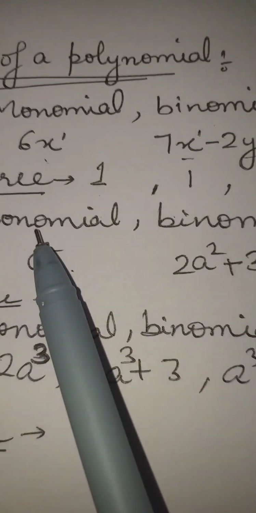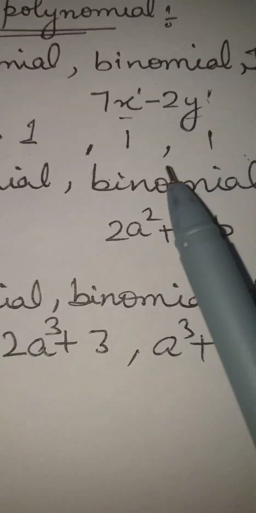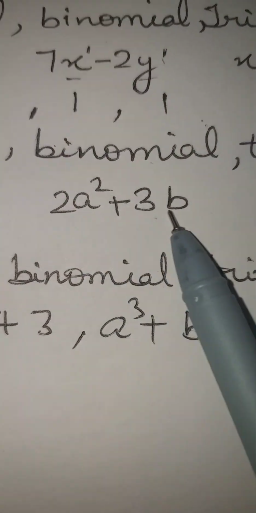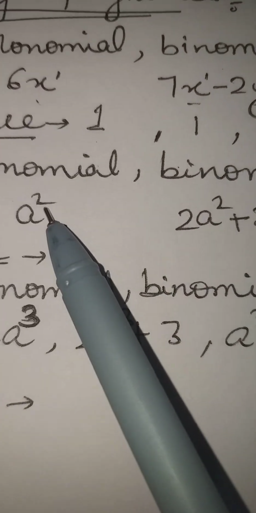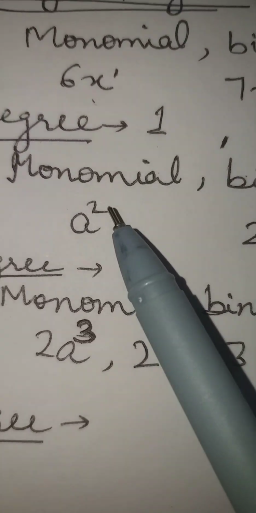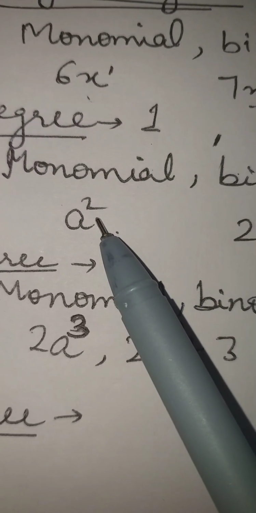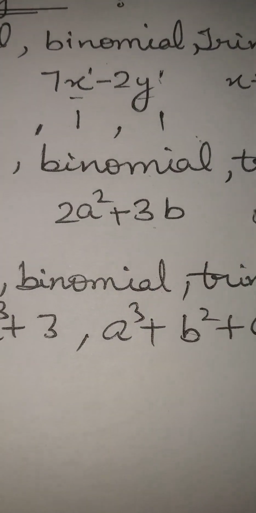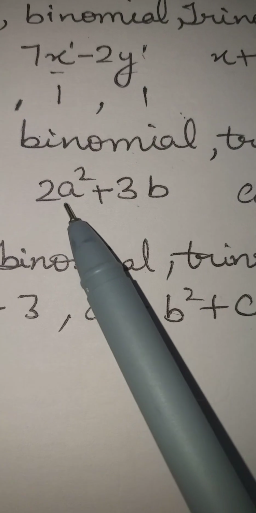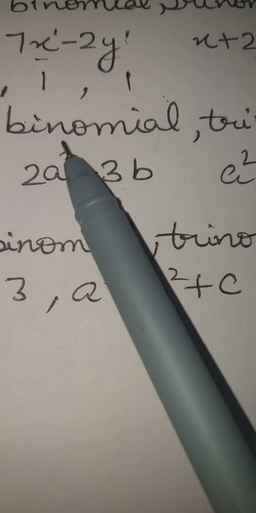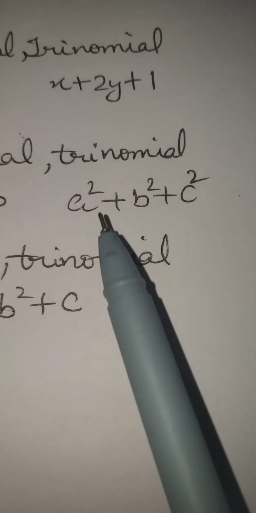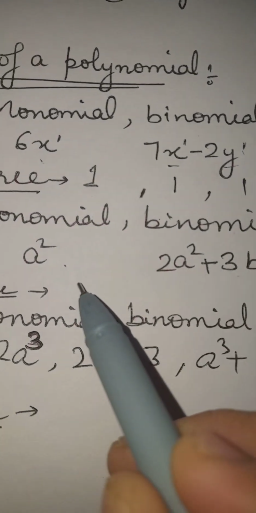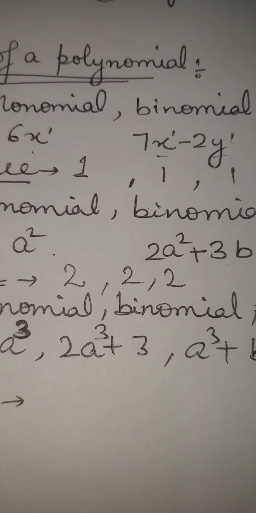Now the next example: we have a monomial a square, a binomial 2a square plus 3b, and a trinomial a square plus b square plus c square. In this monomial we have highest degree 2, a raised to power 2. In the binomial we have b raised to power 1, but we have to check the highest degree, that is 2, a raised to power 2. In the trinomial the highest degree is also 2, right? So we have the highest degree of the polynomial as 2 in each of the cases.